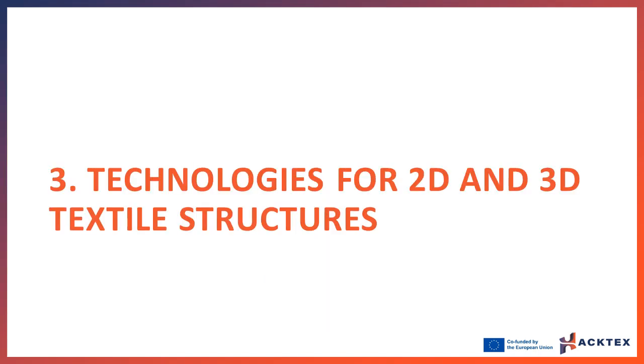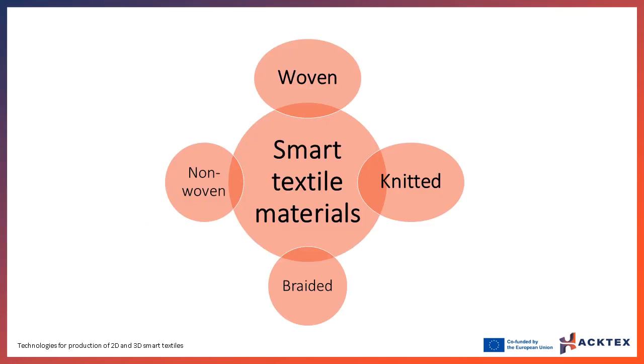Chapter 3. Technologies for 2D and 3D textile structures. Basically, any type of textile material can be used to manufacture products with smart functions, the most common being woven, knitted, non-woven and braided materials. However, woven and knitted fabrics are the most used types of smart materials, and as such, this chapter will discuss the structures best suited for smart applications and the weaving and knitting technologies to obtain them.